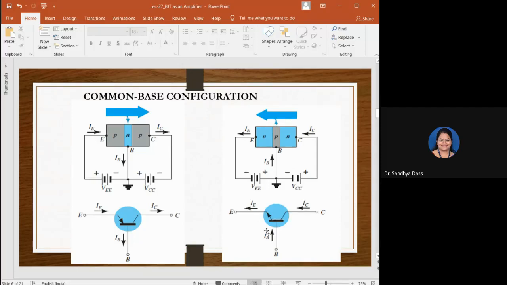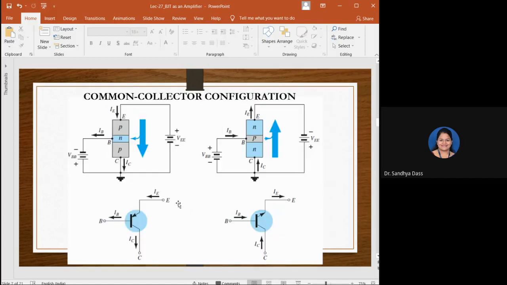So in this configuration, the input current will be the emitter current, the output current will be the collector current, the input voltage will be VBE, and the output voltage will be VCB. I hope you are able to get that from the circuit here. I hope you are able to identify the terminals there: emitter, collector, and base. This is the common base configuration. This is just for your information, which will help you to understand the other circuits.